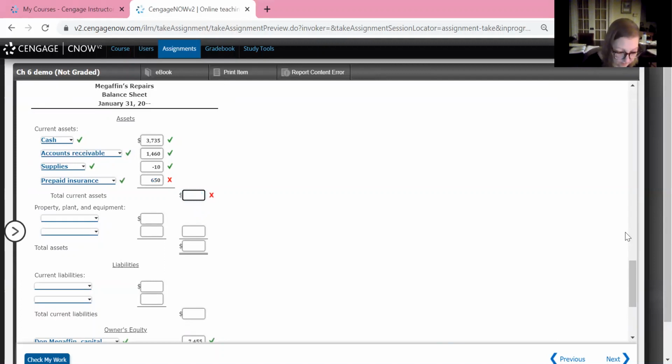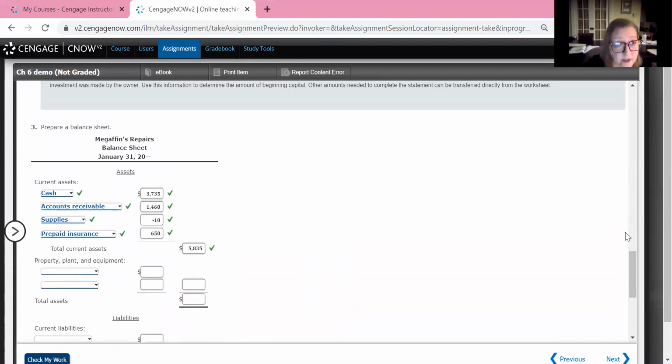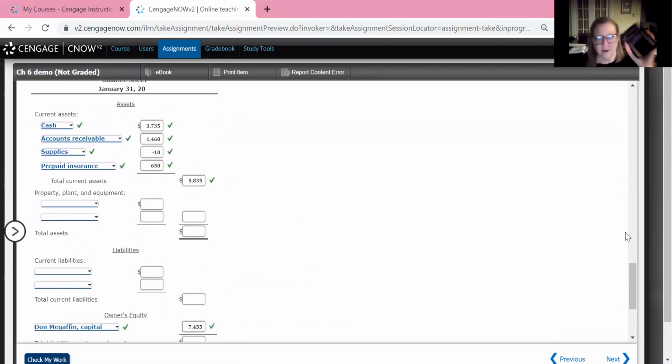3735 plus 1460 plus 650 minus 10, 2100. No, I can't be right. I dropped a digit. 3735 plus 1460 plus 650 minus 10, 5835. You do it in your head, probably easier, because this is really not working out so great for me because I keyed in my calculator the wrong number.